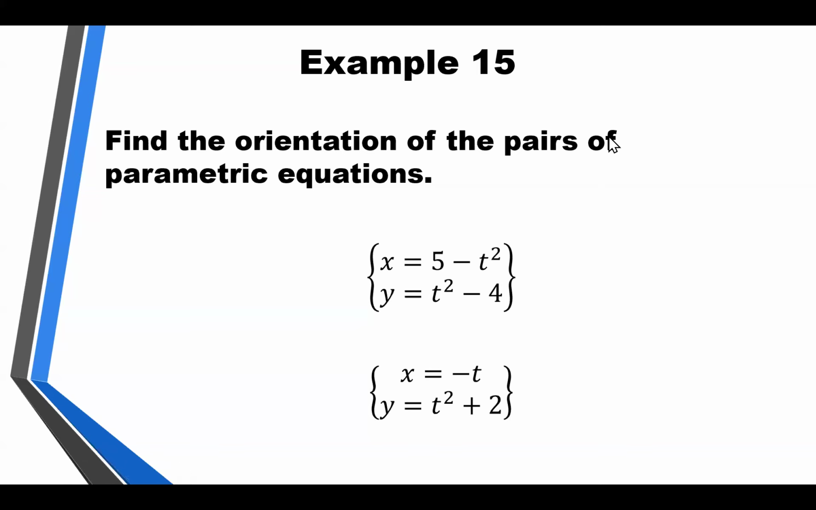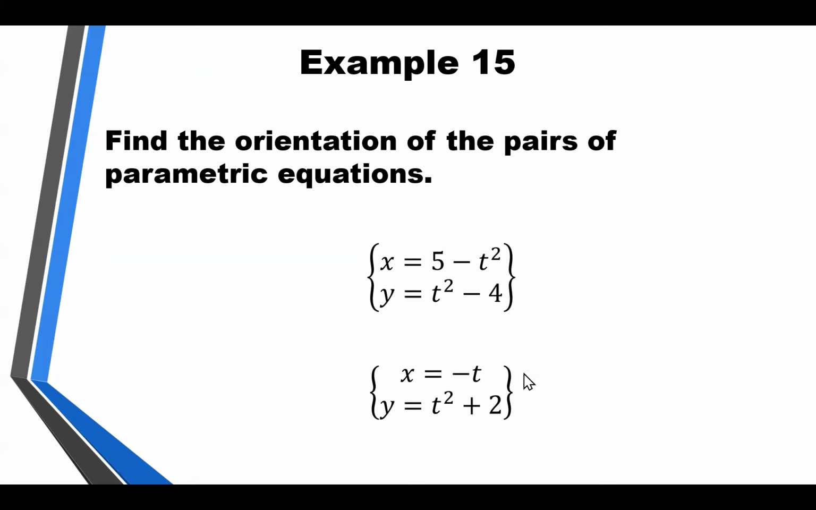Not all parametric equation pairs are going to give me an ellipse. Some of them will give me lines or parabolas. And so when we're talking about orientation of things like lines and parabolas, we may have to use different language than counterclockwise versus clockwise. Let's take a look at these two examples in example 15.